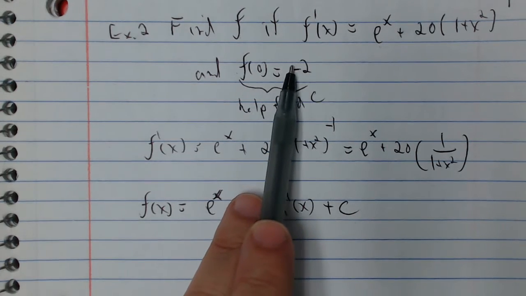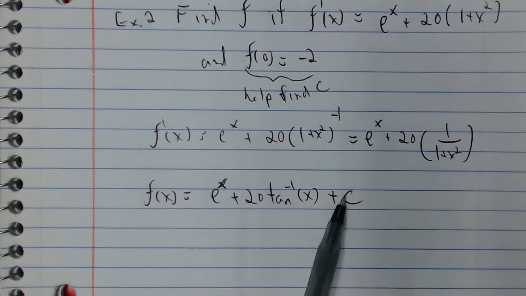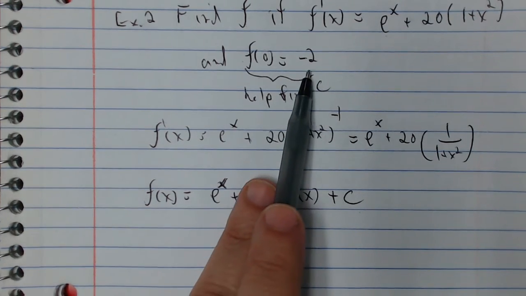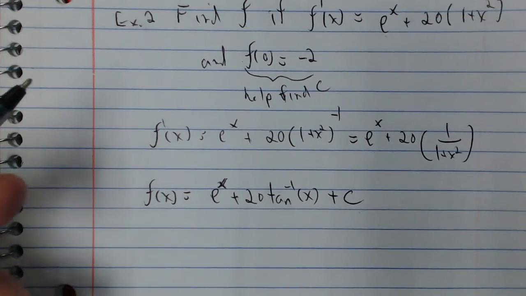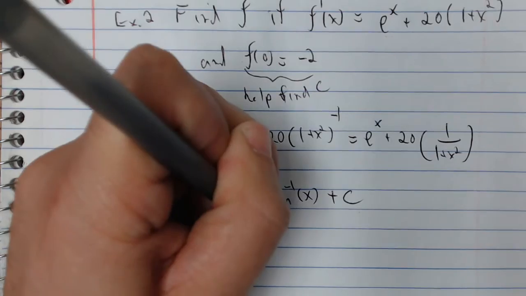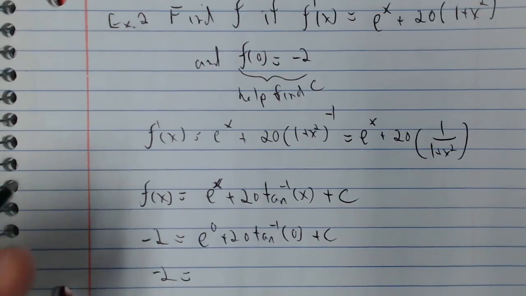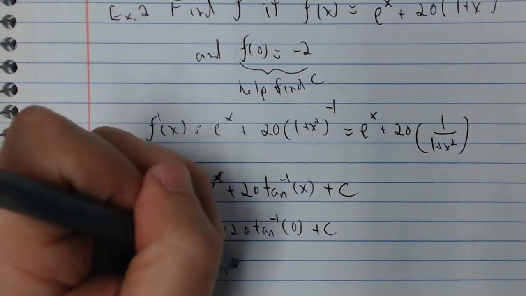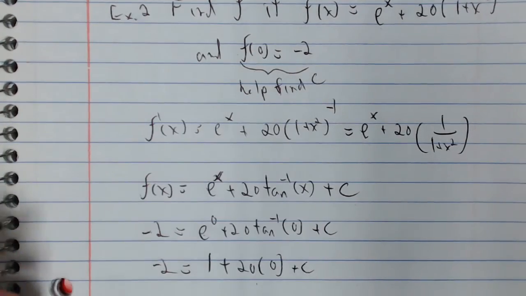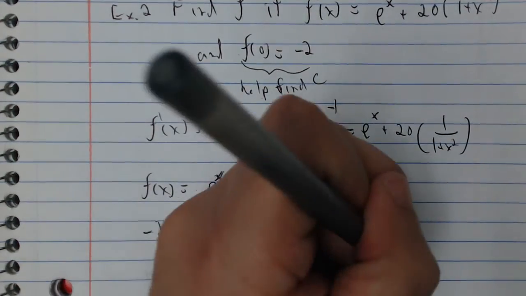Now, given that f of 0 is negative 2, I could solve for c. So that's where this helps us find this constant. So what do I need to do? Replace y with negative 2 and x with 0, and then that allows us to solve for c. So I have negative 2 equals e to the 0 plus 20 tangent inverse of 0 plus c. So what do I know? Negative 2 equals e to the 0, which is 1, plus 20 times tangent inverse of 0, which is 0 itself. So what do I get? Negative 2 equals 1 plus c, which implies c equals negative 3.